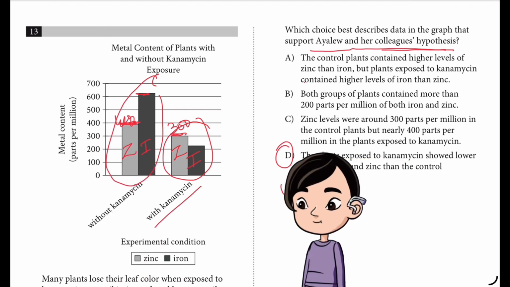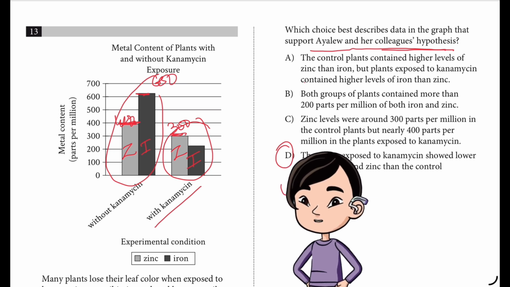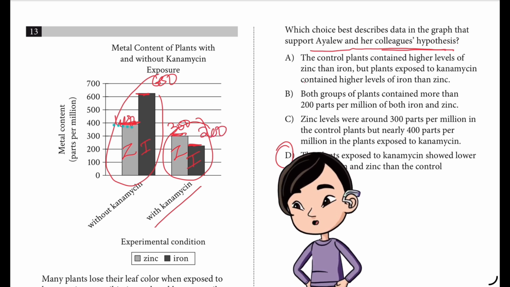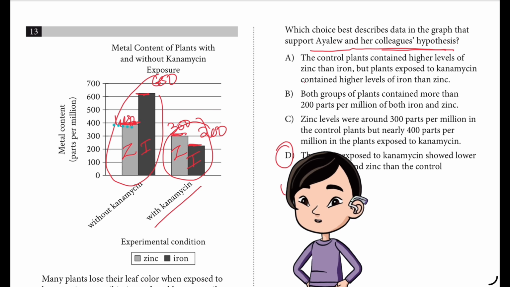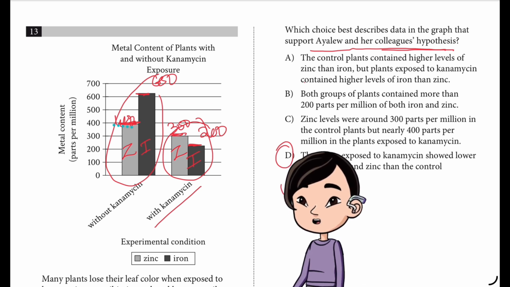D is correct. Choice A is incorrect because the graph shows that control plants contained higher levels of iron than zinc, not higher levels of zinc than iron. Similarly, the plants exposed to kanamycin contained higher levels of zinc than iron, not higher levels of iron than zinc.